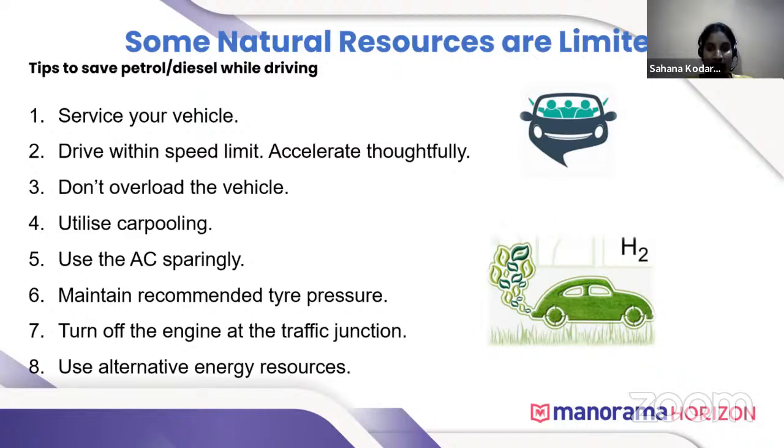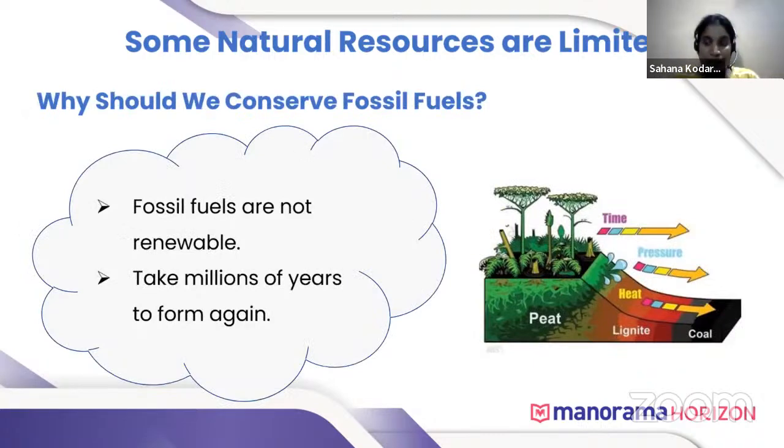Before going to this, I will tell you what happens if we burn these fossil fuels. When we burn fossil fuels like petroleum and coal, some gases will be released. That is carbon dioxide. It is released due to the complete combustion of petroleum or coal. If these petroleum and coal undergo incomplete combustion, then carbon monoxide is formed.